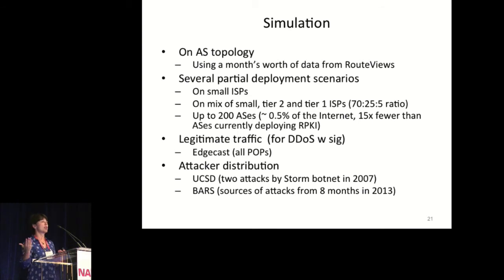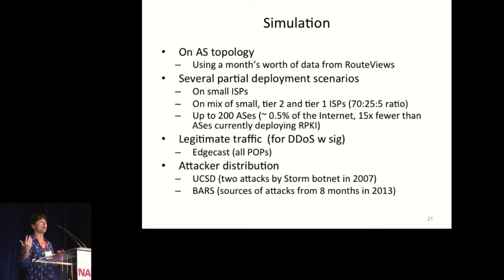So we constructed an AS-level topology from route views. We looked at several partial deployment scenarios. What if only small ISPs deploy this? Or what if a mix of small ISPs and tier 2 and tier 1s deploy this? And in these mixes, 70% would be small ISPs, 25 to 30% tier 2s, and 5% tier 1. And we went up to 200 ASs, which is half of a percent of the current AS population, and it's 15 times smaller deployment than current deployment of RPKI.